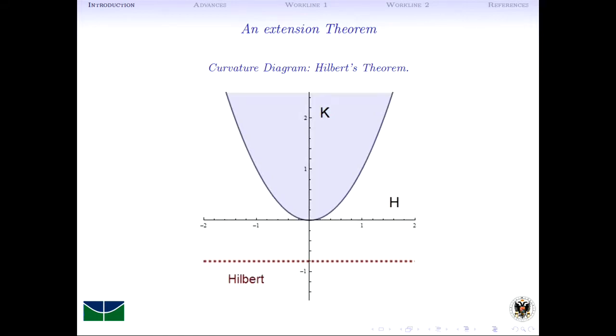This area here is an area of non-existent surfaces, because surfaces cannot be represented here. Hilbert's theorem says that any complete surface with constant negative curvature can be represented in this straight line parallel to the H-axis. This is a non-existence area for Hilbert's theorem.